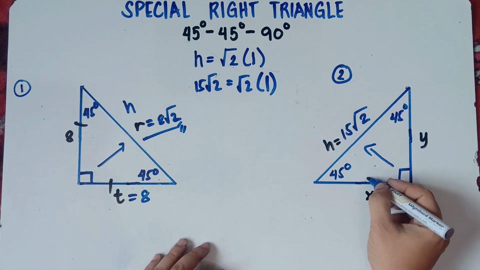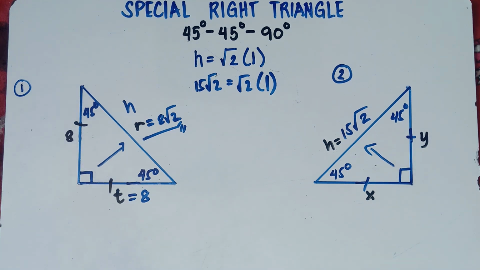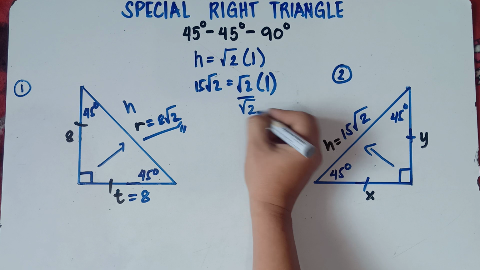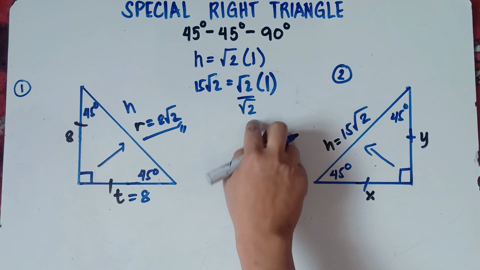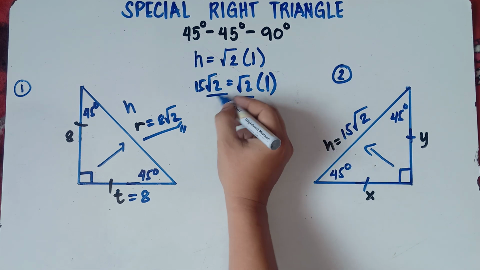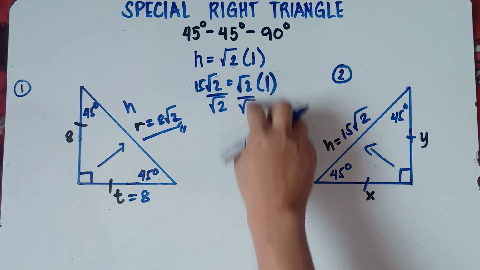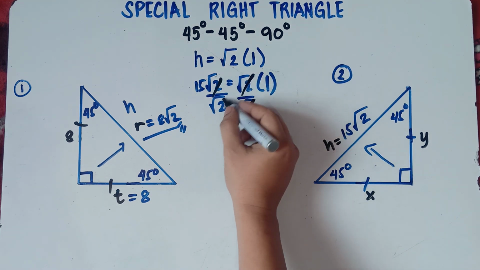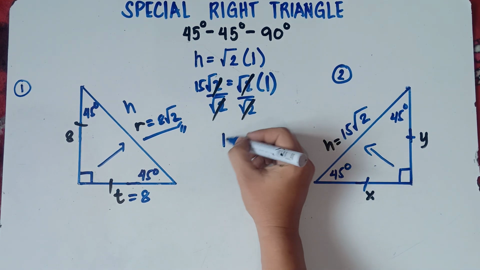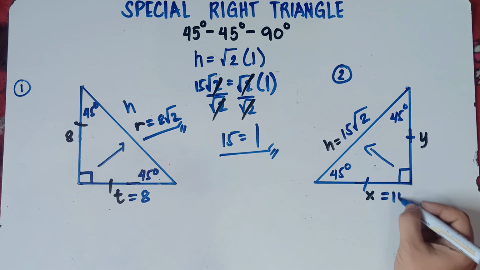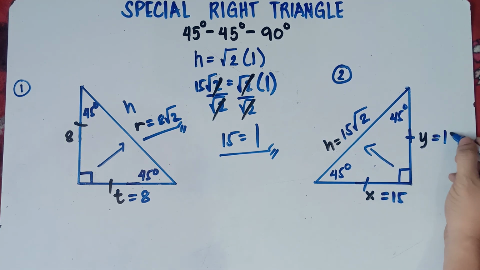Once again, this side is congruent to this side. So to find the leg, simply divide both sides by square root of 2 so that we can cancel this out. And the remaining equation on the right side of this equal sign will be only leg. So cancel this out, cancel this out. So this will be 15 is equal to the leg. So our leg, class, is equal to 15. Therefore, x is equal to 15 and y is also equal to 15.